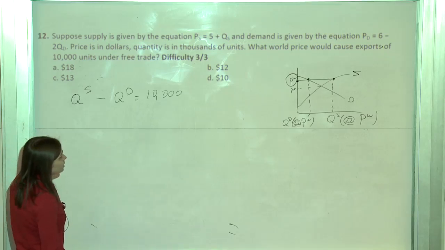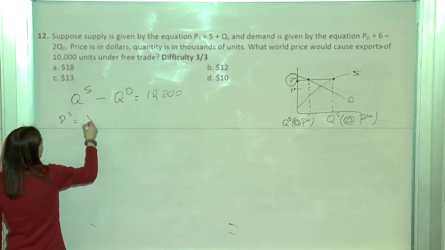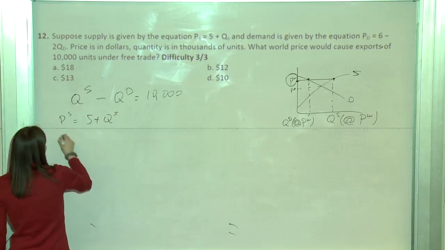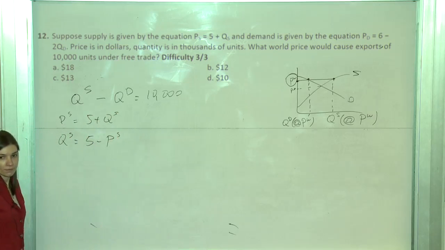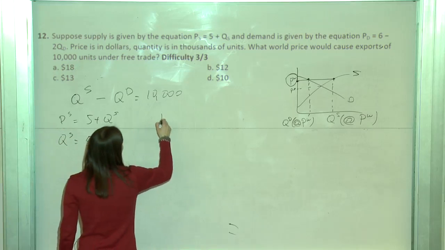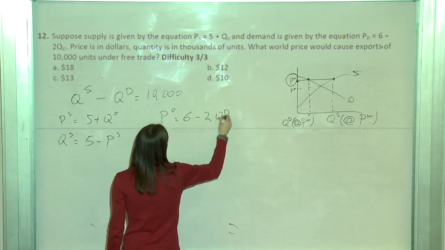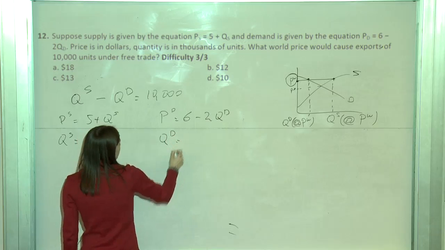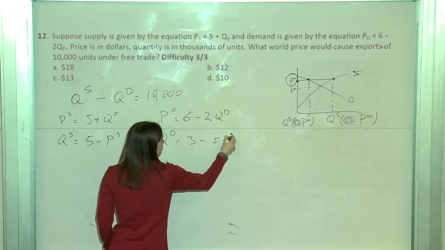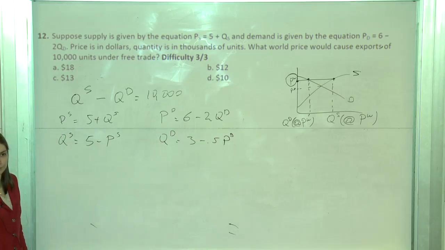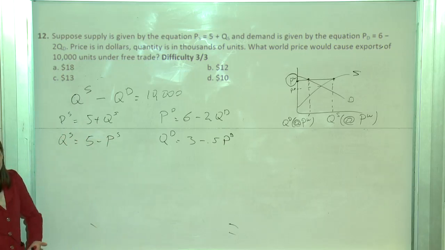Okay, so quantity supplied from the equation. Price equals 5 plus quantity supplied. So quantity supplied equals price minus 5. Right? Then I'm going to do the same with the demand curve. So price equals 6 minus 2 quantity demanded. So quantity demanded equals 3 minus 0.5 price. Do we see that? We're solving for Q in both of those equations. We need to express Q in terms of price instead of price in terms of Q.